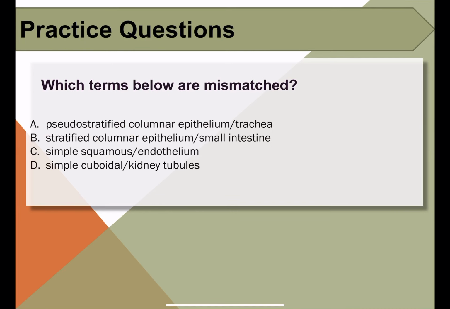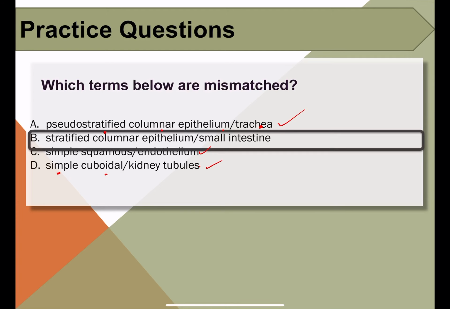Which terms below are mismatched? You have pseudostratified columnar epithelium, trachea. That's correct. Stratified columnar, small intestine. Simple squamous, endothelium. That's correct for blood vessels. Simple cuboidal, kidney tubules. Correct. So what's incorrect is choice B, which shouldn't be stratified columnar. It should be simple columnar epithelium for the small intestine, stomach, and large intestine. We rarely have stratified columnar epithelium.